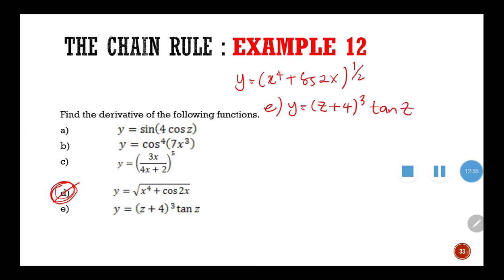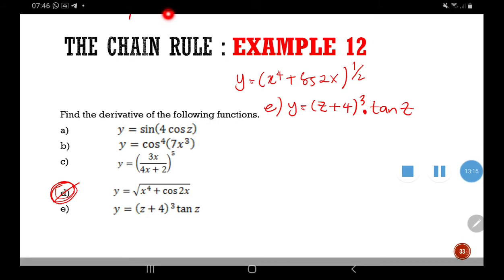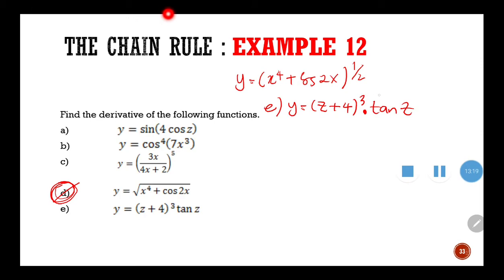Okay, so kalau you tengok this function, look carefully at the function. So this one, (z plus 4) power of 3 tangent z. So is a multiplication or is a composite function? Ni, ada dua function ke ada satu function je sebenarnya kat sini? There are actually two functions. One function is (z plus 4) power of 3 and second function is tangent z. So maknanya dia adalah multiplication of two functions. So in this case maksudnya kita kena guna product rule.